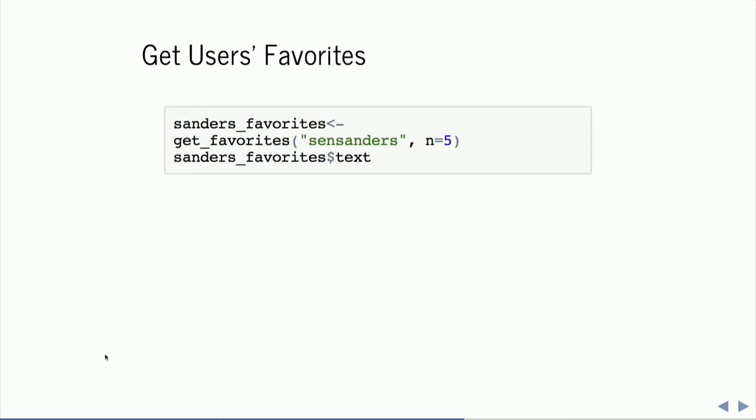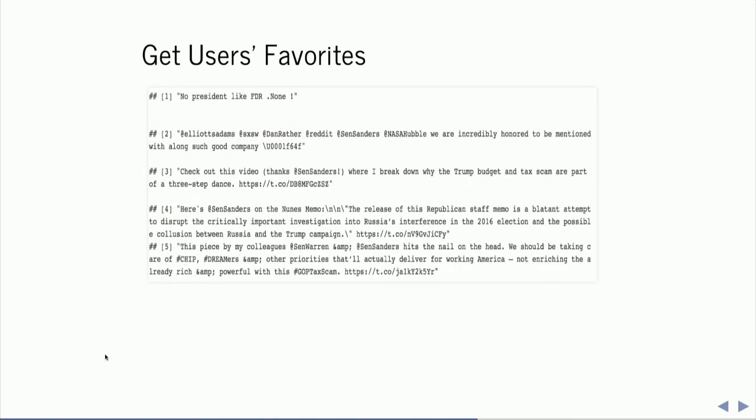We could get his favorite tweets. These are the tweets that Senator Sanders has liked on Twitter. And we can look at the text of those tweets like this, after creating the Sanders favorite object. We can then use our atomic operator there to say that we want the text field, that there's a text variable within this object that we are then going to browse. And here's his favorite tweets.